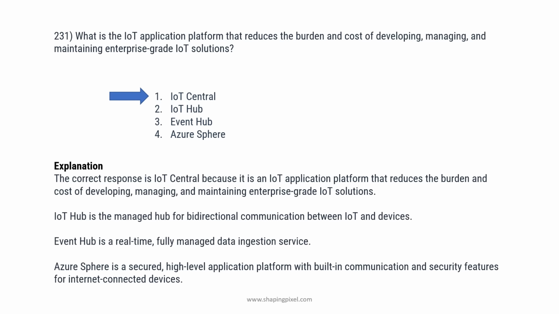So the correct response is IoT Central, because it is an IoT application platform that reduces the burden and cost of developing, managing and maintaining enterprise-grade IoT solutions. IoT Hub is the managed hub for bi-directional communication between IoT and devices. Event Hub is a real-time, fully managed data ingestion service. Azure Sphere is a secured high-level application platform with built-in communication and security features for internet-connected devices.